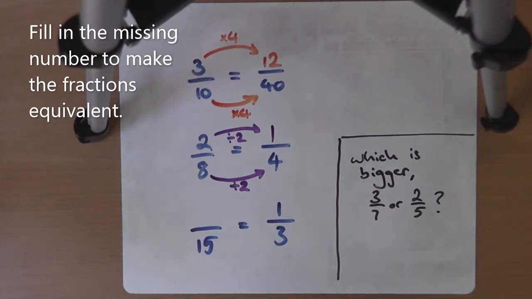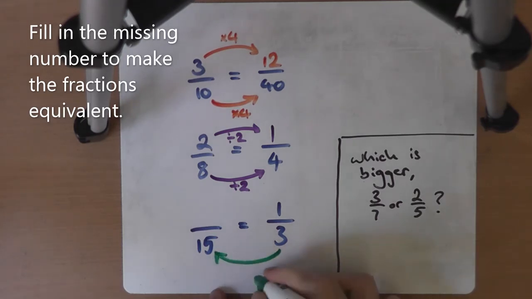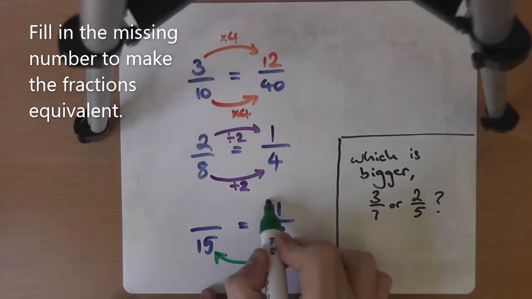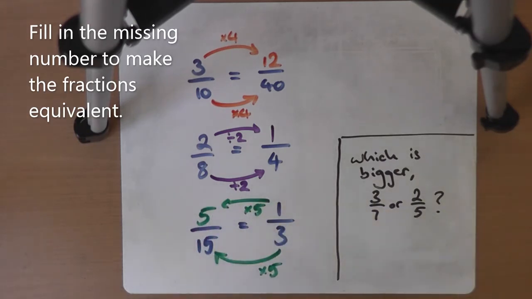And the final one, something out of 15 and 1 out of 3. Well, we're going to start with the complete one again. We're going to start with the 1 out of 3. How have we gone from 3 to 15? We have timesed by 5, and if we've timesed by 5 on the bottom of that fraction, to keep the two fractions equivalent, we have to times by 5 on the top. So on the top, we're going to do 1 times 5, and that's going to give us 5. And 5 out of 15 and 1 out of 3 are equivalent.